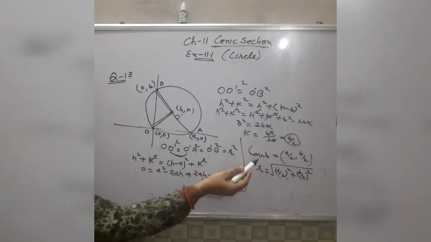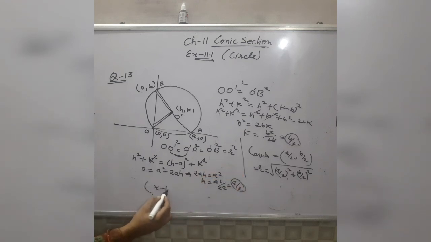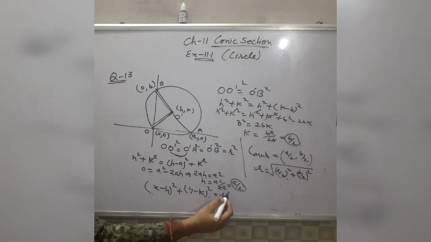So with the help of this center and radius, now very easily you can find out the equation of a circle by using this form: x minus h whole square plus y minus k whole square is equal to r square. In place of h, k and r, put these values. So you will get the equation of a circle. So this is question number 13. I hope all of you understood this sum.